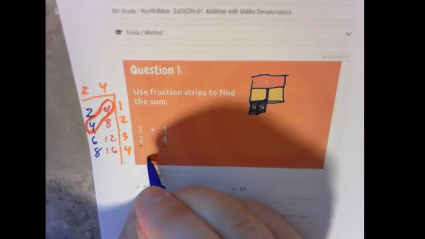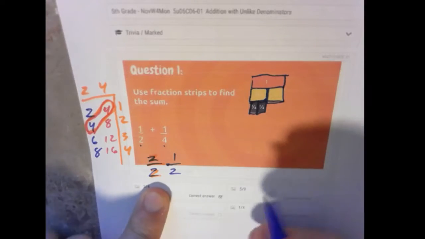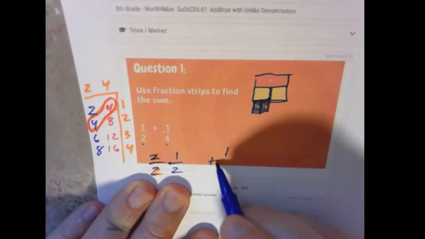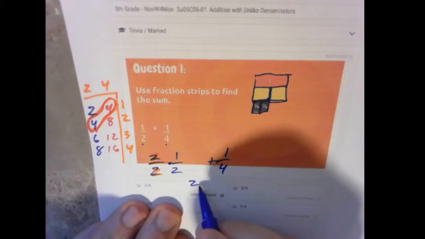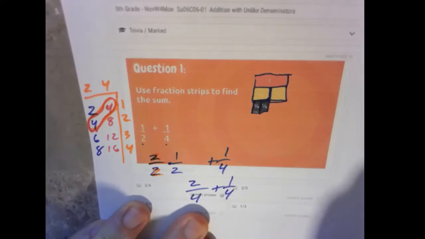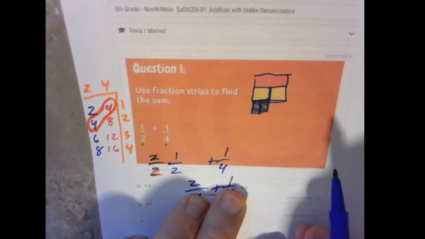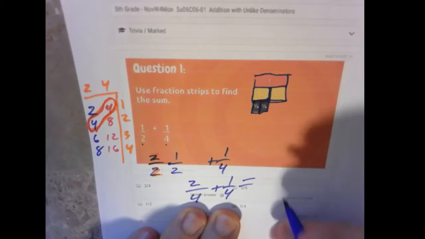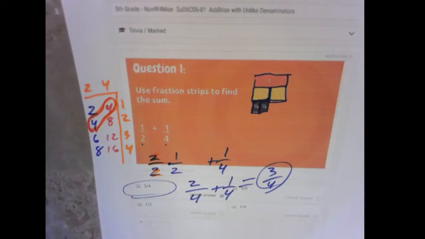So really this is going to turn into 2 over 2 times 1/2, and then we'll put this plus 1/4 over here to the side a little bit. So what we end up getting is 2 times 1 is 2, and 2 times 2 is 4. So we get 2 over 4 plus 1 over 4. Then when we have common denominators, we simply add their tops. So 2 plus 1 makes 3. So we have 3 over 4. That first option was the correct one.